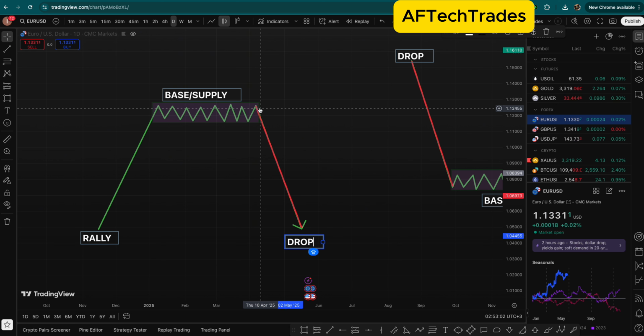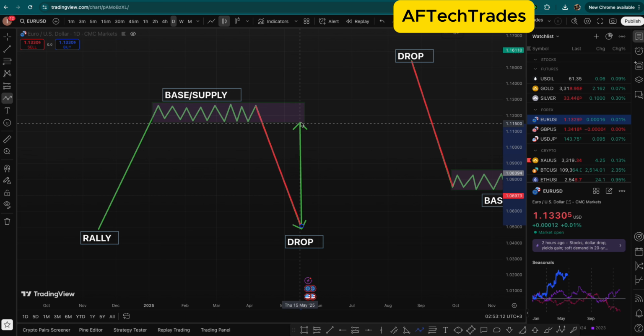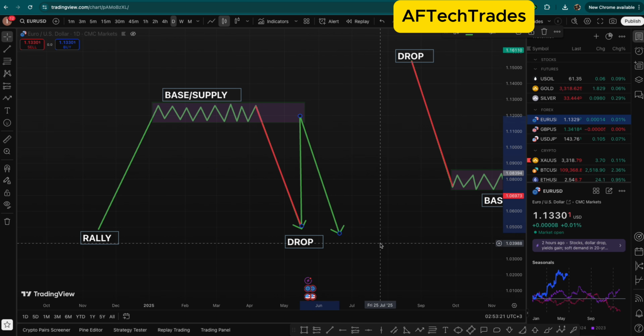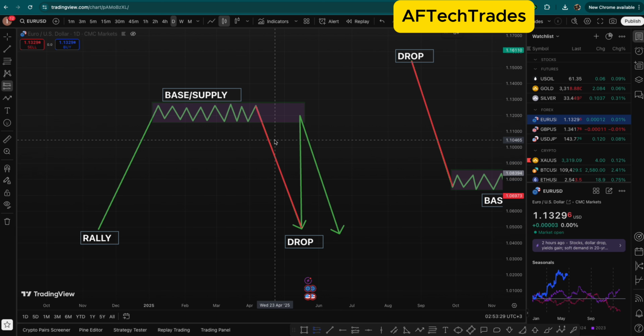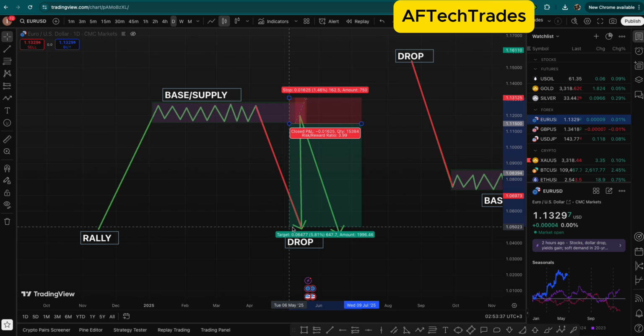So the institutions, what they do, they set in their sell limit around here because they're expecting this to move back here to tap into their zone and shoot back down. You get? So they set their sell limit around this zone, putting their stop loss just above it, and their tip.